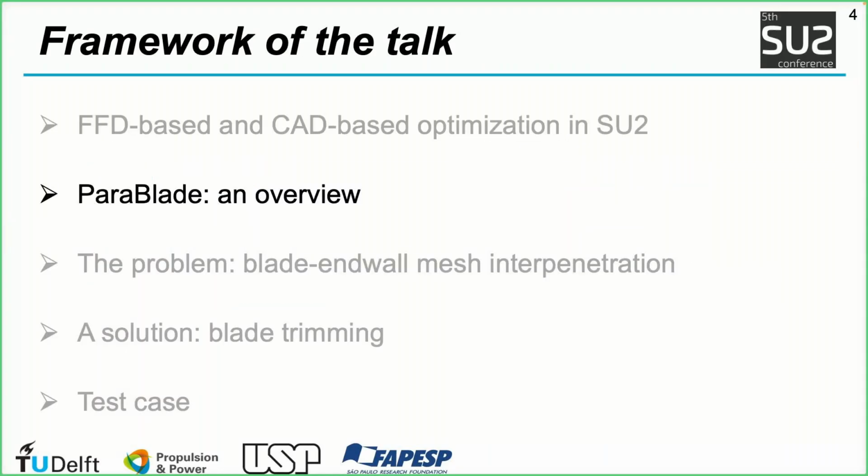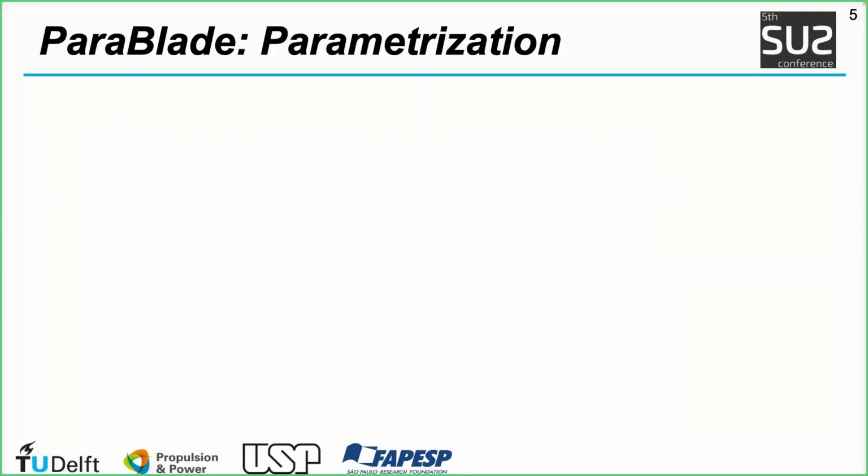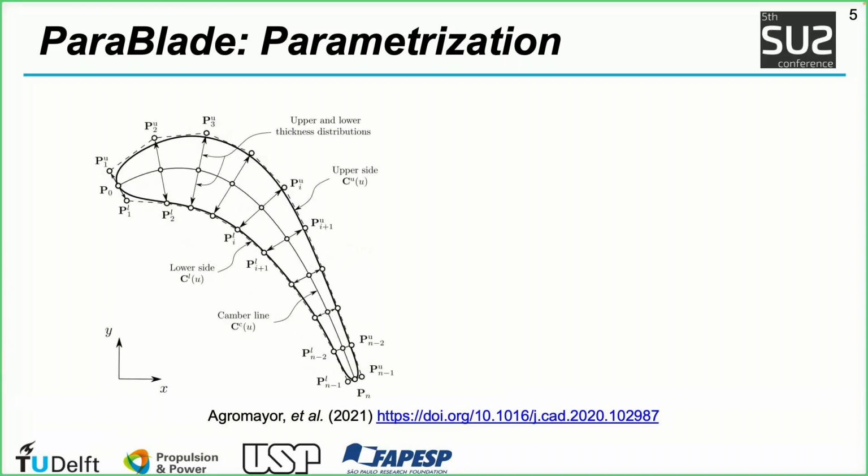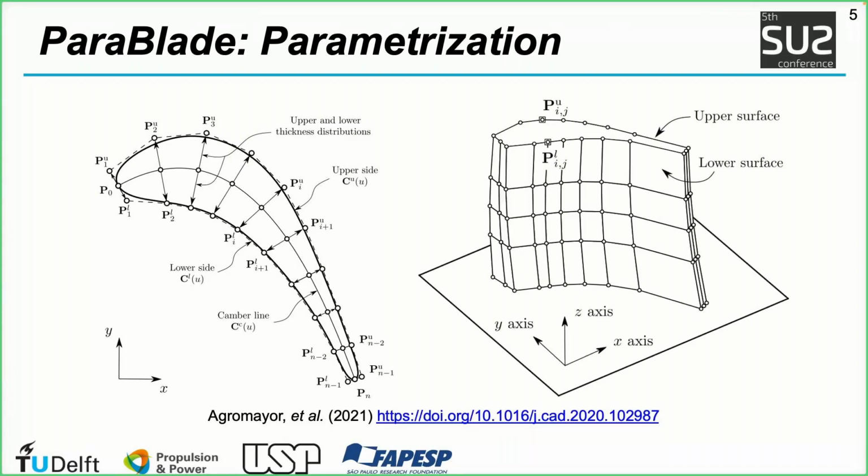We can then proceed with Parablade, which is the CAD code that we're going to use in this work. Parablade was developed by, among others, Neto. Parablade can carry out the parameterization of 2D blades. It's possible to define airfoils and apply thicknesses to them. And if you define the geometry at different spans, you can generate 3D geometries.